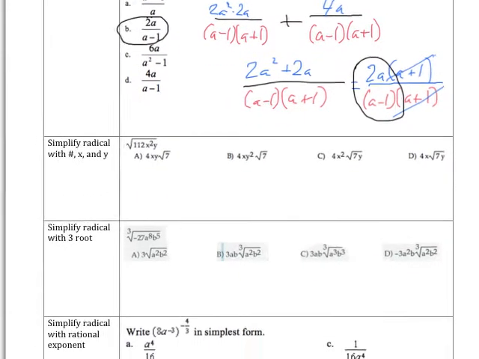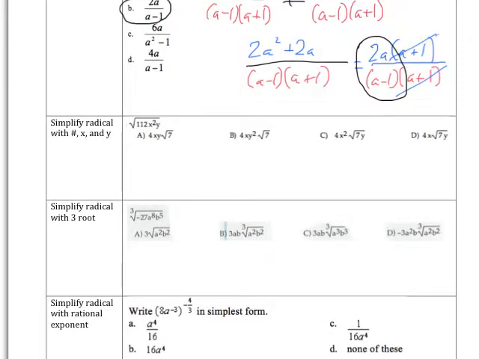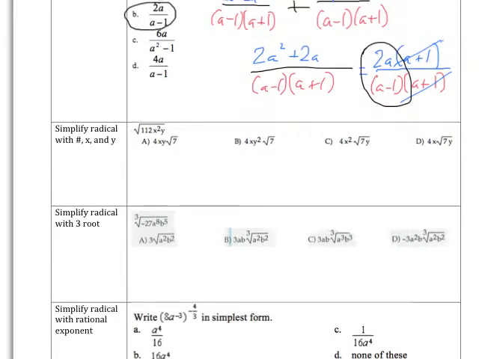Moving on. Simplifying radicals. So looking at the square root of 112 x squared y. What we did in class is understand that the square root of 112 breaks down like a factor tree. 112 should divide by 2. I believe that goes to 56. 56 breaks up to be 8 times 7. 8 breaks up to be 2 times 4. And 4 breaks up to 2 times 2.